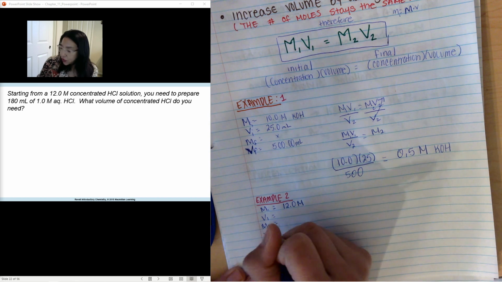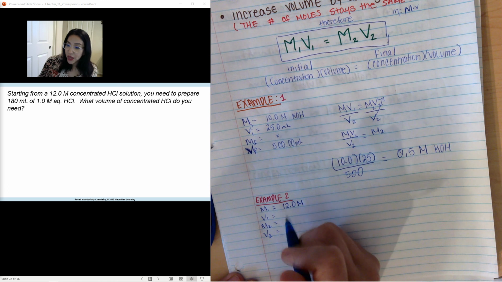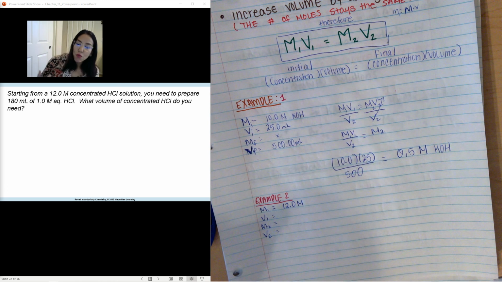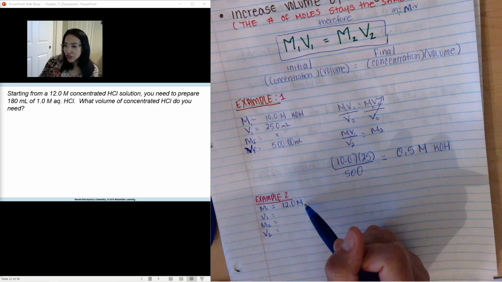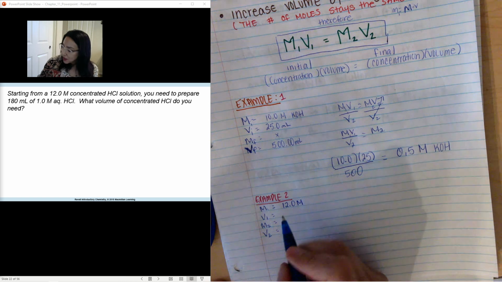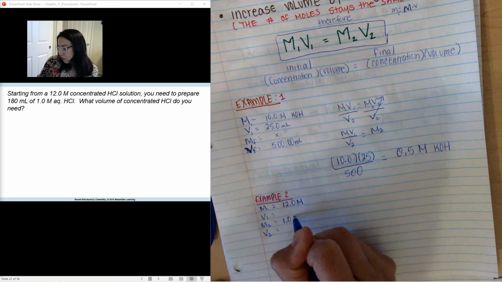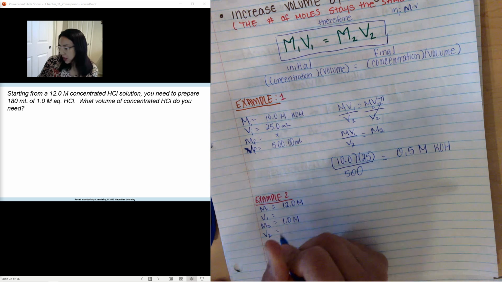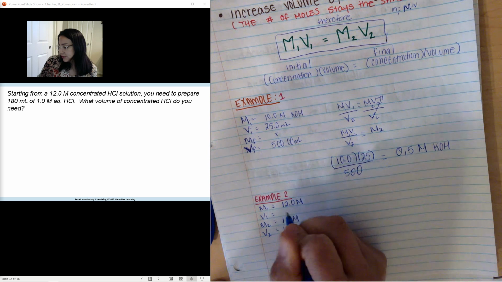So we don't know what V1 is because it says what volume of concentrated do we actually need. And this is actually a more common type of problem when it comes to preparing solutions in a lab: what's the volume we need? We have this much of our concentrated solution. How do we dilute it to prepare solutions inside our lab? Okay, so our molarity that we're trying to create is a 1.0 molar solution, and we want 180 milliliters of the solution.